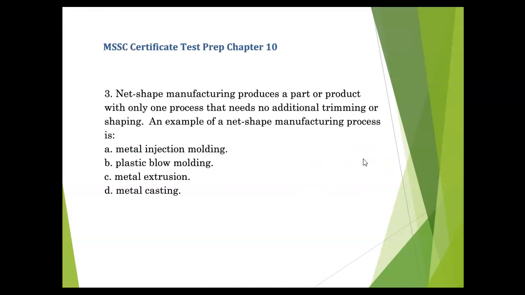Net shape manufacturing produces a part or product with only one process that needs no additional trimming or shaping. An example of a net shape manufacturing process is: metal injection molding, plastic blow molding, metal extrusion, or metal casting. And the answer is metal injection molding. MIM is what we call that. Metal injection molding is a net shape manufacturing process.